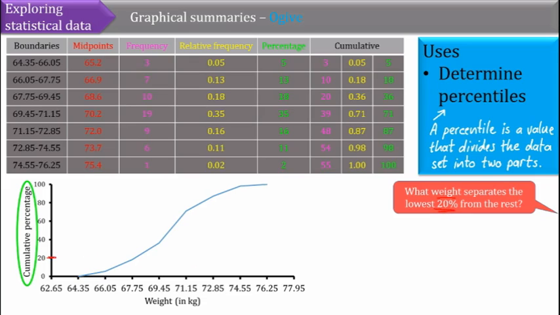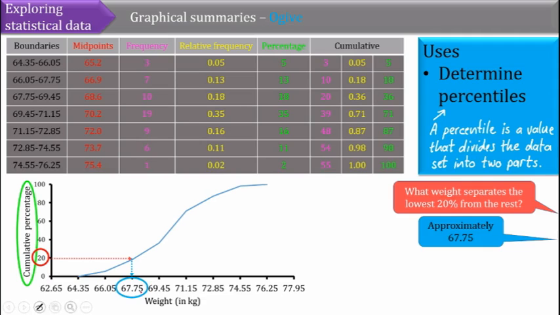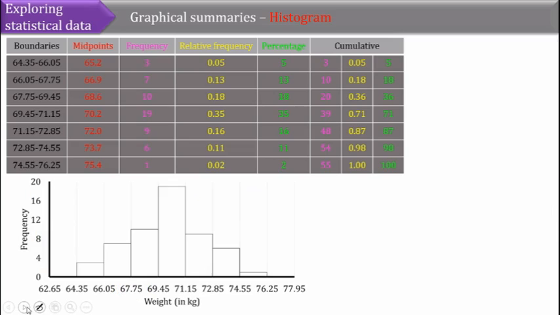Well, here we have 20%, and here we have below 20%. So if we move across, then we'll find the cutoff point on our graph. Moving down, we see that approximately at 67.75 kilograms, we have the cutoff point for the lowest 20%. So that means that 20% of our data set have weights less than or equal to 67.75.